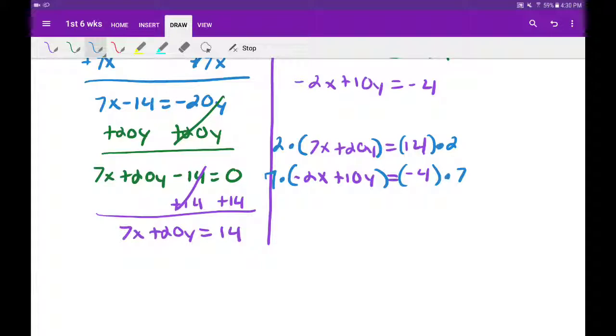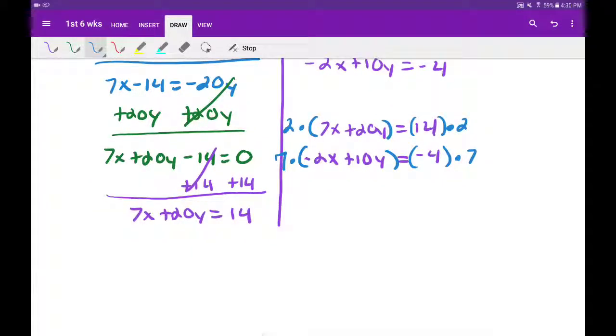Okay. So the result will be 2 times 7x would be 14x plus 40y equals 28. And when you multiply the equation by 2, you have to do the entire equation. All right. 7 times negative 2x is negative 14x. So now they're opposites. That's what we want. 7 times 10 is plus 70y. And negative 4 times 7 is negative 28.